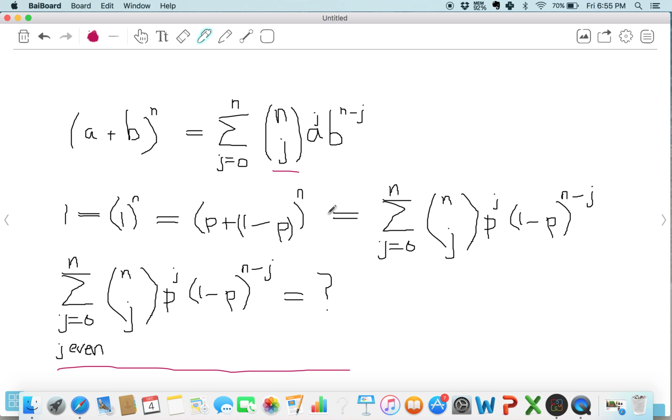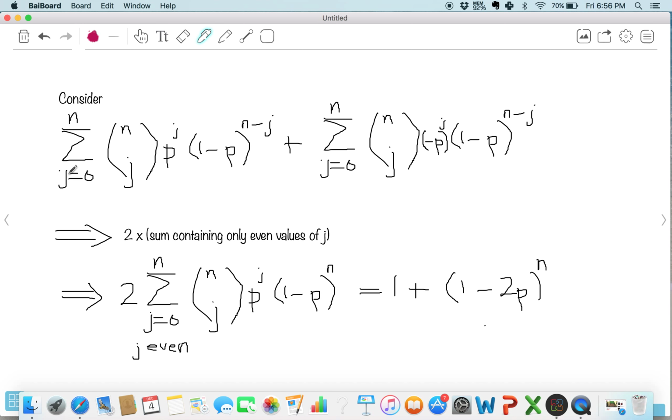Now what I'm interested in is finding this sum for only even values of j. So this means I will use n choose 0, and then n choose 2, and then n choose 4, up to the maximum value of n. So let's see whether we can solve it or not.